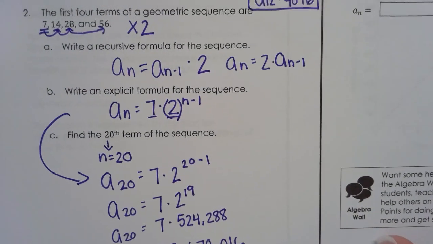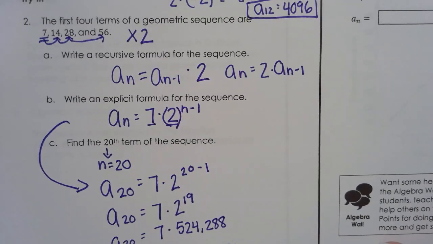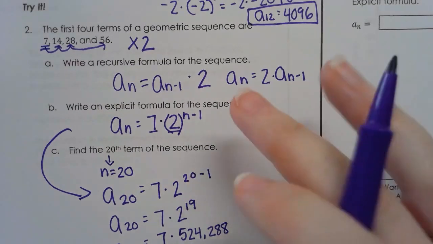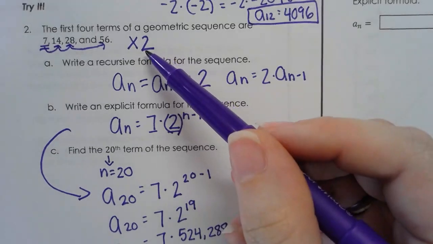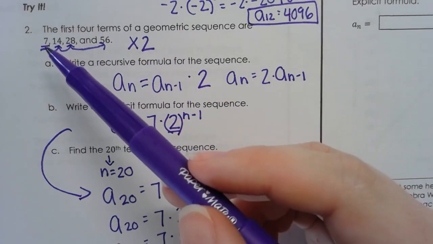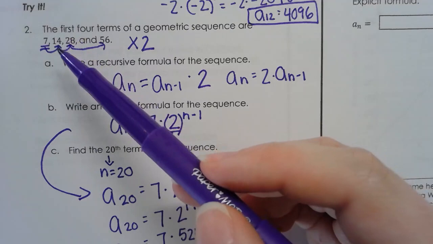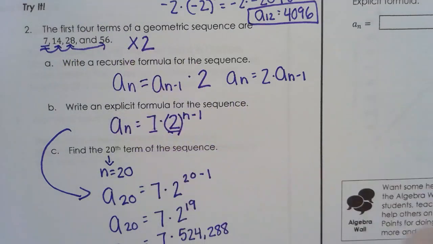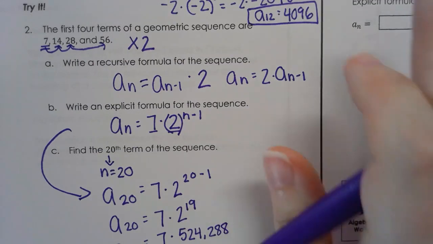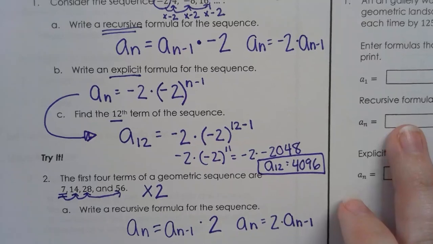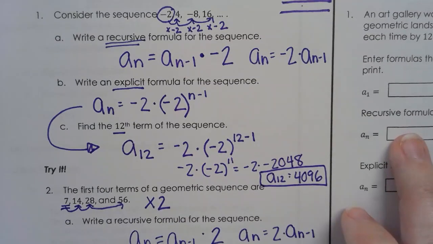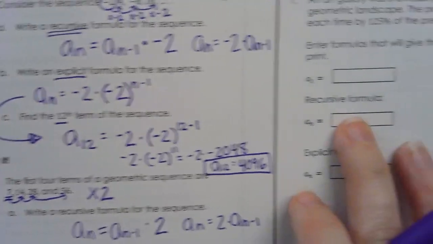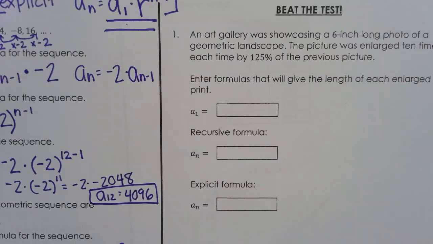If we went back to our zombie illustration from the beginning, it's similar to this in that it's doubling every time. So it's like there were 7 people infected, and then those 7 infected 7 more, and then those 14 infected 14 more, and so on, to where it's doubling every time. This one was doubling and the opposite. Sometimes if my common ratio was 3, it'd be tripling or things like that. So let's go on to the beat the test.